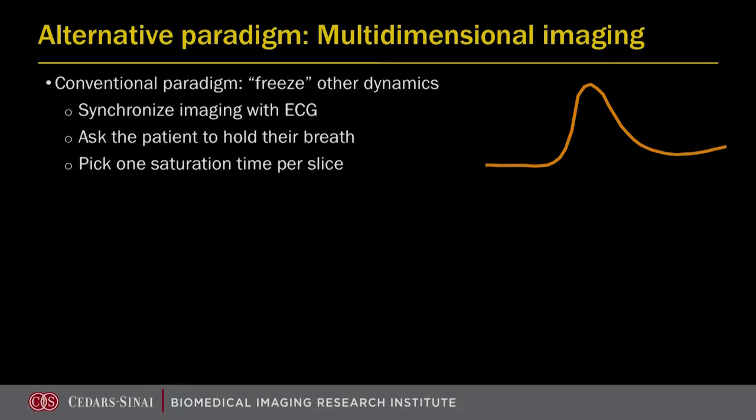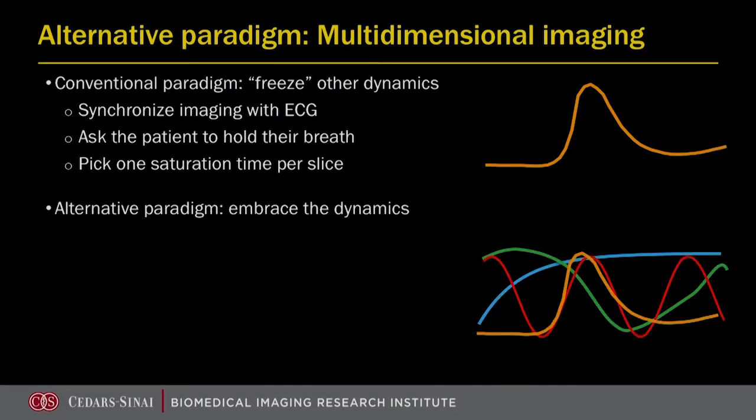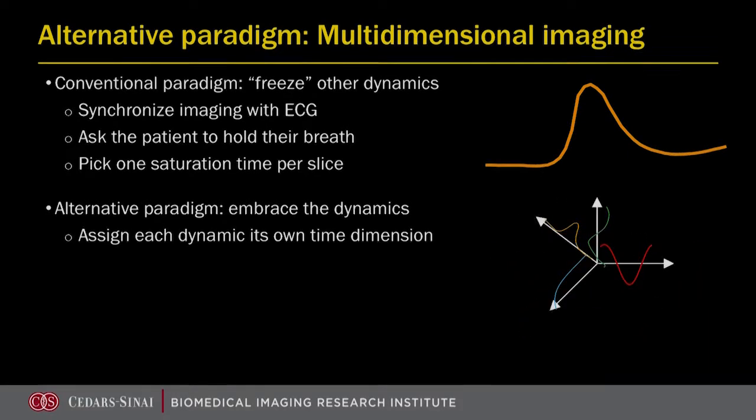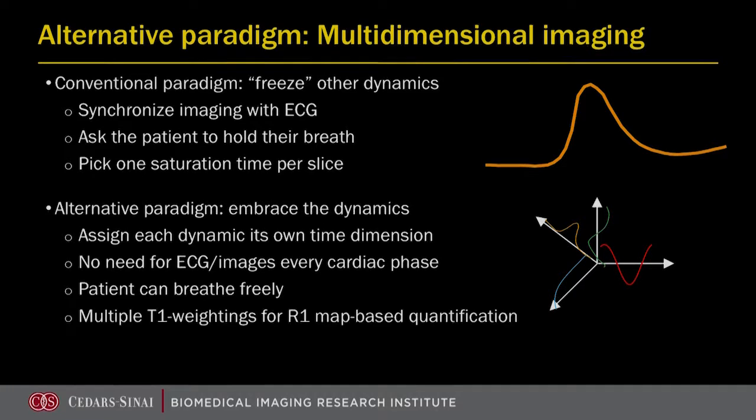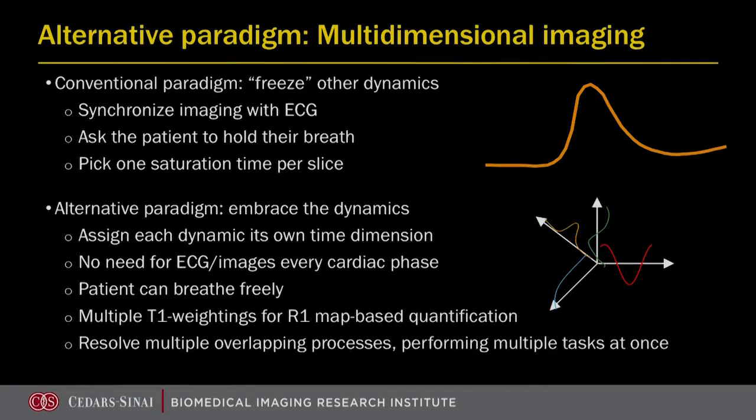So our approach to this is actually by doing multidimensional imaging, which instead of freezing those dynamics actually embraces all of them, assigning each one its own time dimension. So this means that there's not going to be a need for an ECG signal. We're going to get images at every cardiac phase. The patient can breathe freely. We're going to actually collect multiple T1 weightings, which means we can do R1 mapping and use this for quantification. And then what we're actually going to be doing with all this is resolving all these multiple overlapping processes.